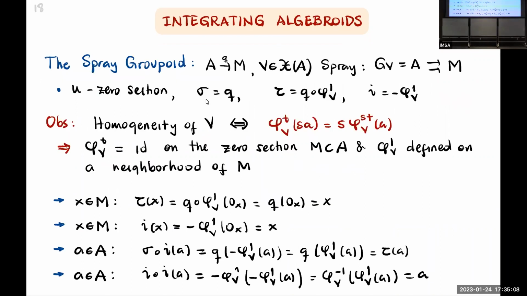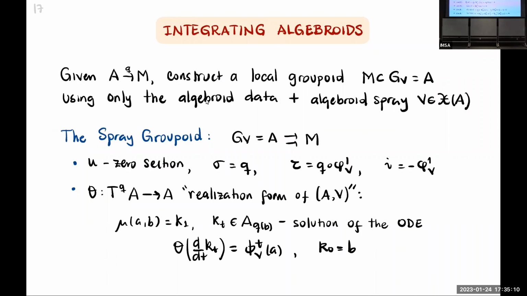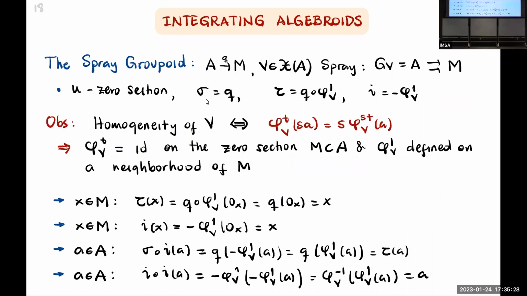Okay. Yeah, so first, before telling you about this realization form, there are some properties that are easily deduced. The axioms that only involve these maps U, sigma, tau, I are easily deduced from this formula. For example, one observation is the following.